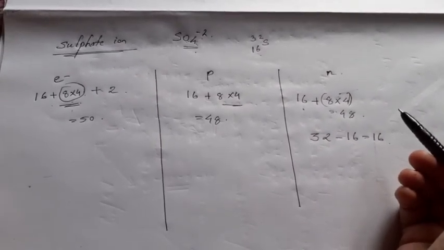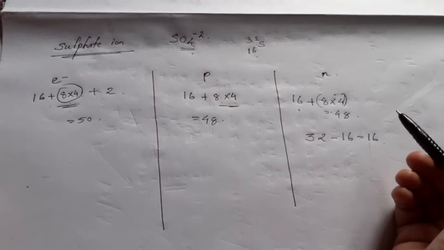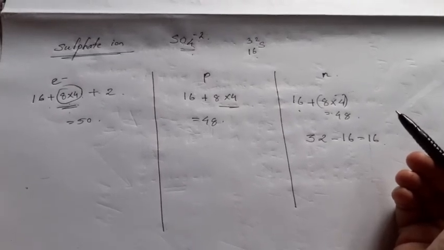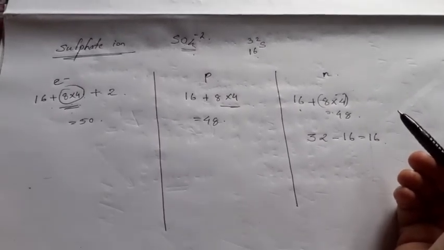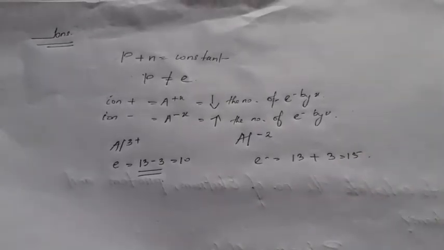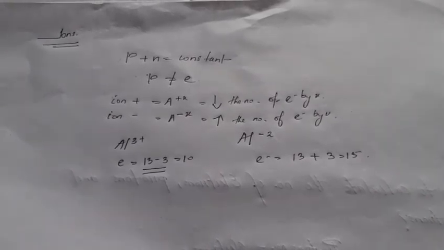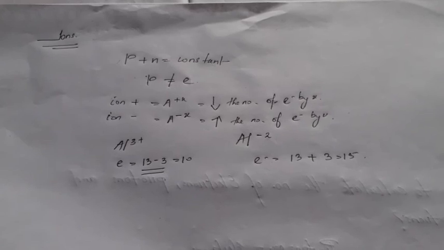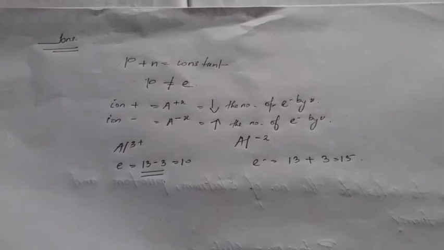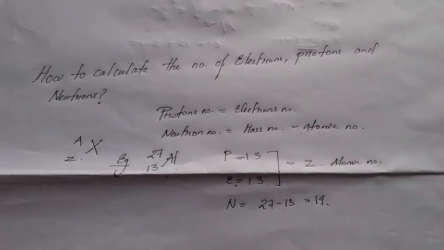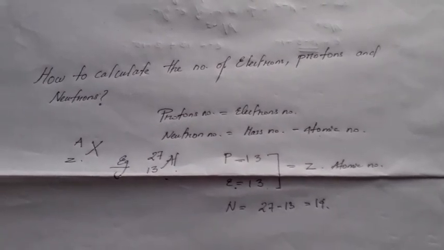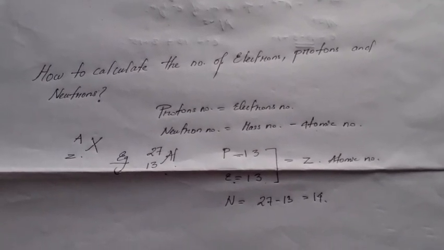So it's very simple to calculate the numbers of electrons, protons and neutrons in case of ions too. But we have to remember these points: for a positive ion the electron number will decrease, and for a negative ion the electron number will increase. So this is all we have to know about how to calculate the numbers of electrons, protons and neutrons in terms of atoms and ions.